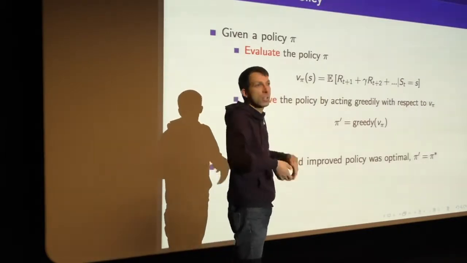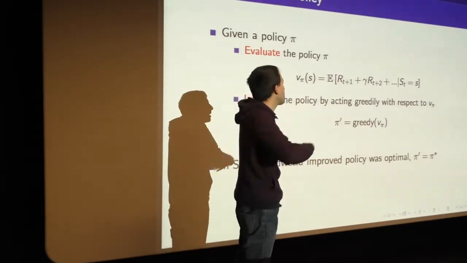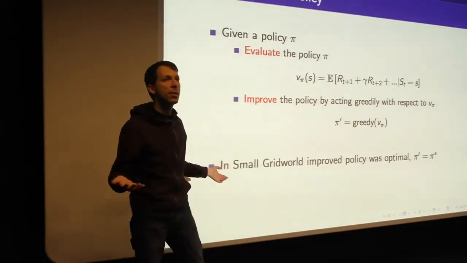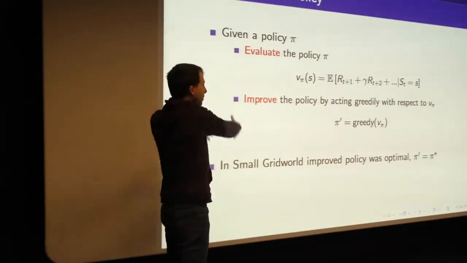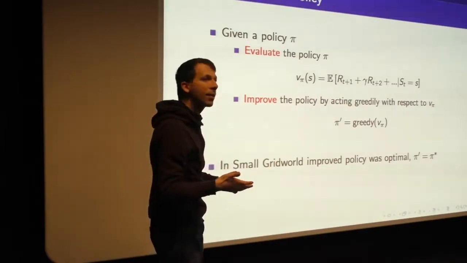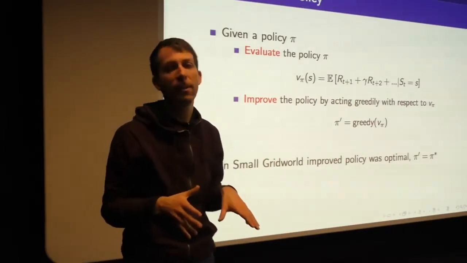We looked at what would happen if we took that value function we ended up with and then acted greedily with respect to that. And in the small grid world, that was enough. So if you did that once, if you went all the way to the bottom of the left column and then acted greedily, that already gave us the optimal policy. That isn't normally the case in more interesting problems.